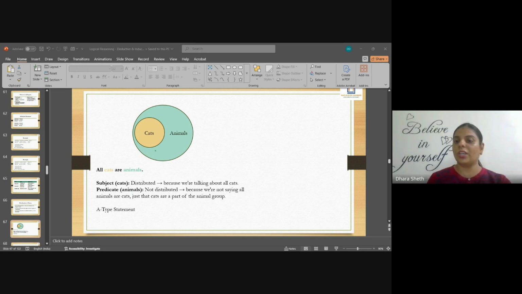But we are not talking about all the animals. We are only talking about a small portion of animals, which is cats. We don't know anything about the rest of them. So animals, here the predicate, is not distributed, because we are not saying all animals are cats. We are just saying that cats are a part of the animal group, but we don't know anything about the entire animal group.